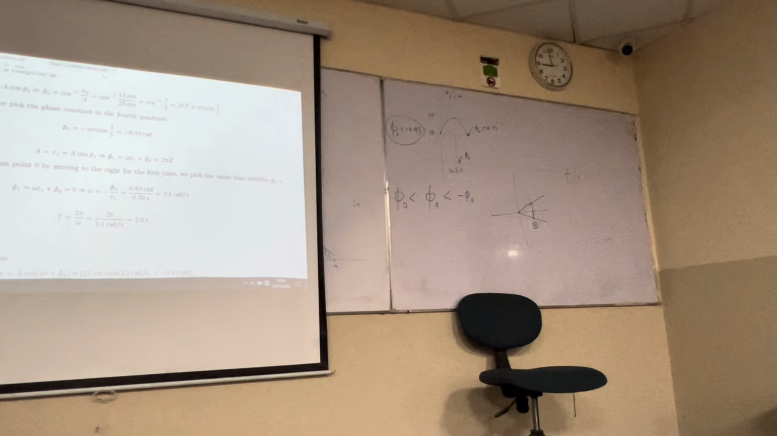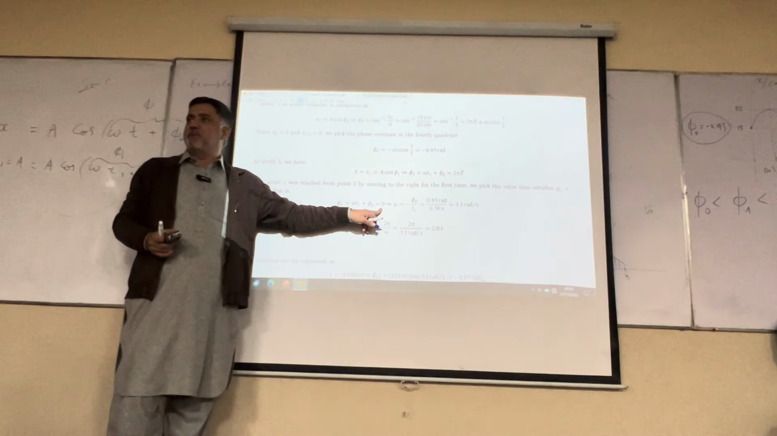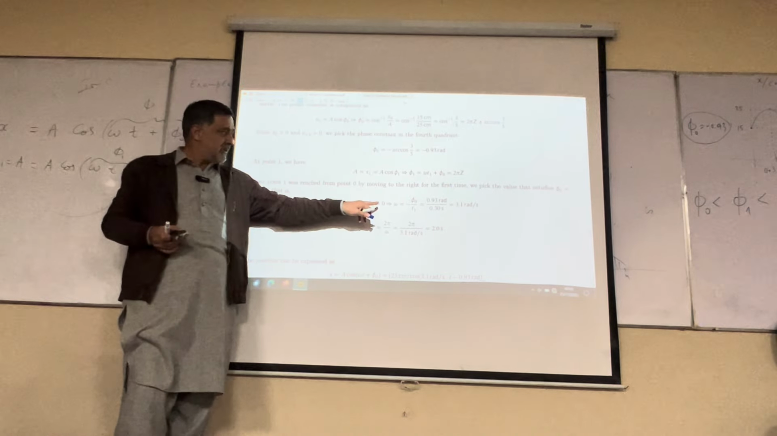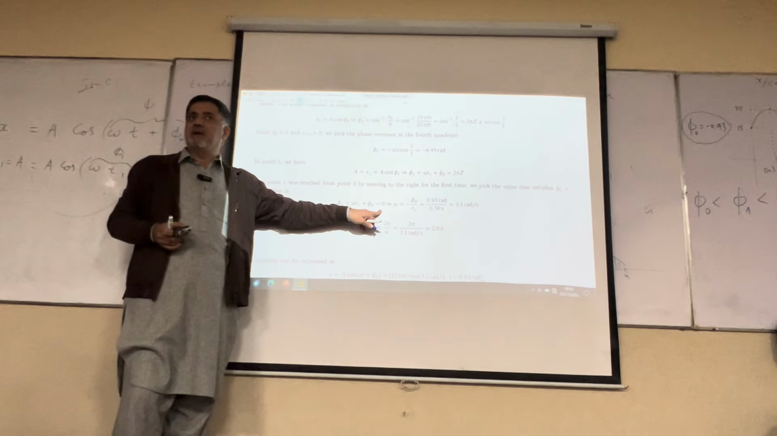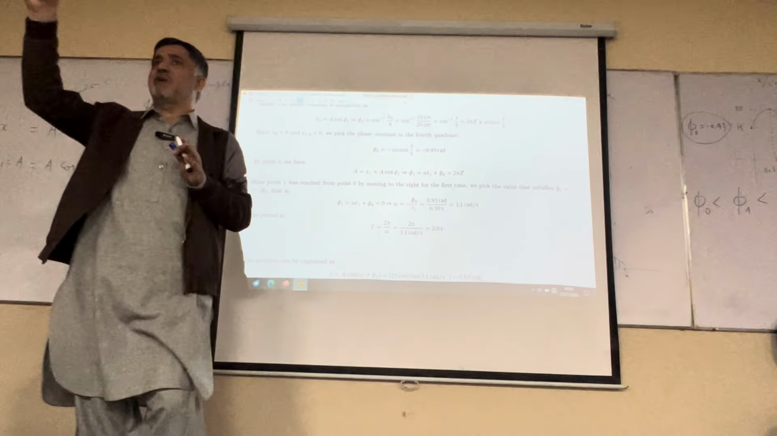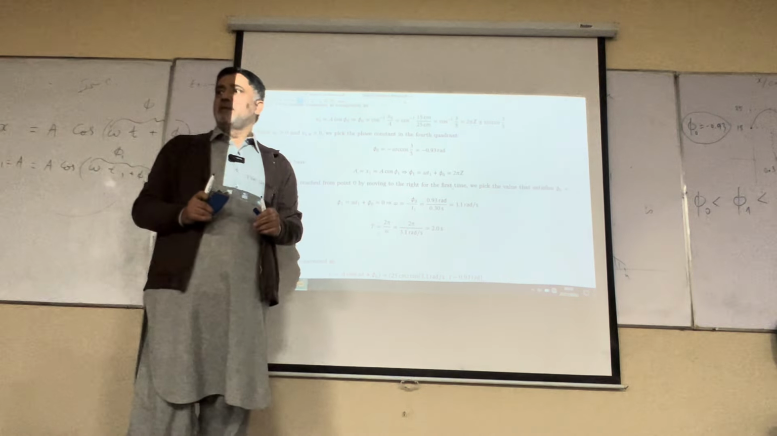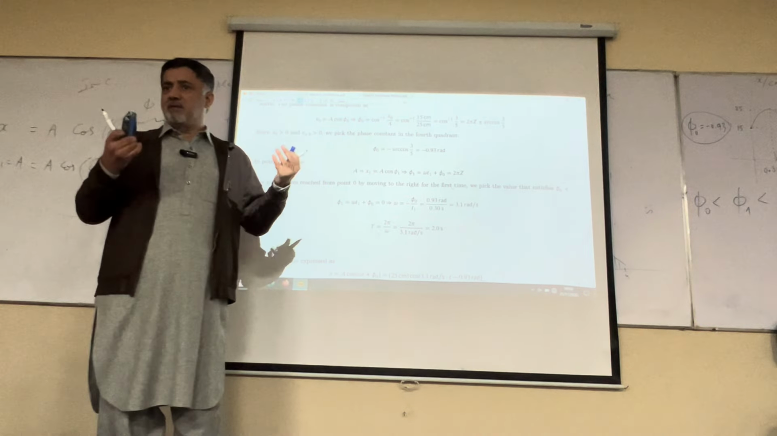Since point 1, read this carefully, was reached from point 0 by moving to the right for the first time, we picked the value that satisfies phi naught less than phi 1 less than minus phi naught. So phi 1 can only be 0. It cannot be 2 pi. I can just change a few words and make this 0 become 2 pi, so you have to be watchful. You cannot simply copy this example. All I have to do is change one word and this will become 2 pi. I can even make it 4 pi, depending on how I play with the words.